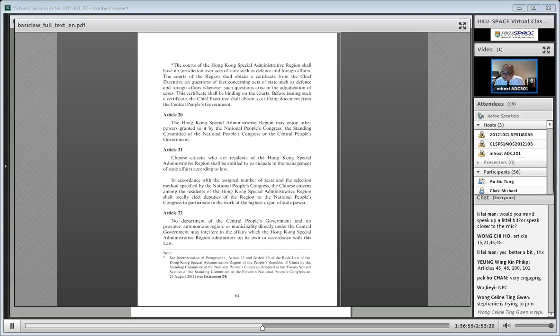Stephanie is trying to join. Okay, but I don't see her. I'm afraid she has to find a way. Her name is not on the list of attendees. If I don't see her, I can't admit her. She has to find a way to get in. Okay.